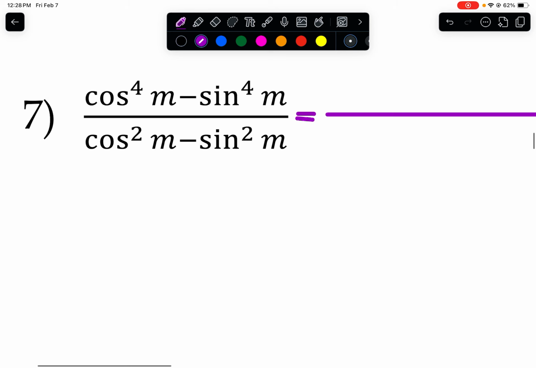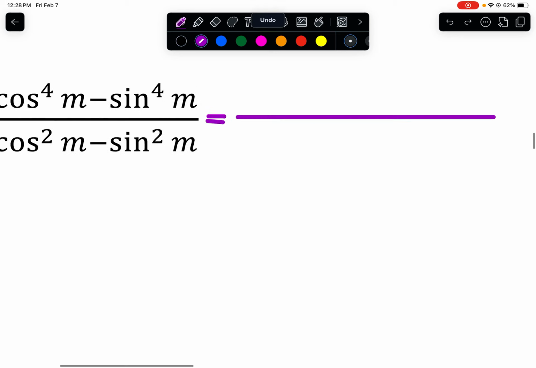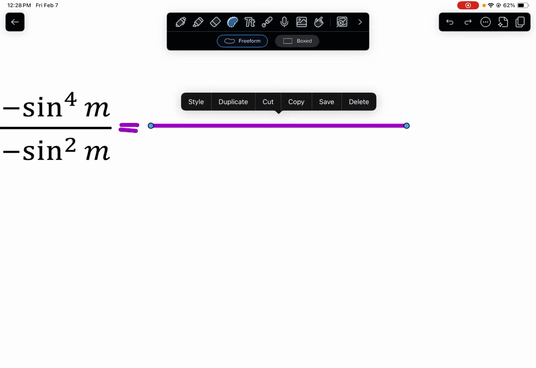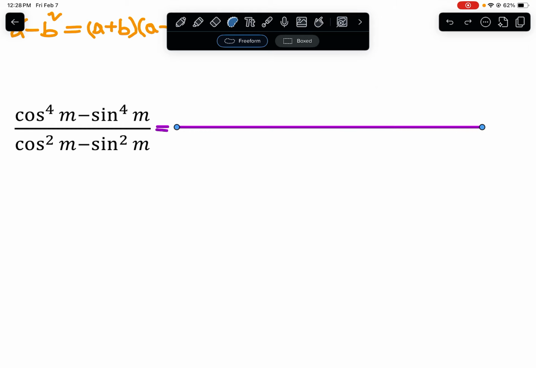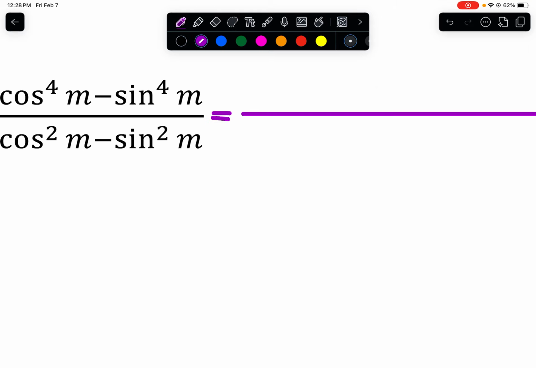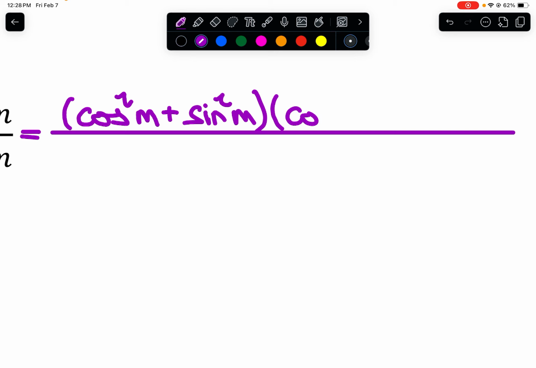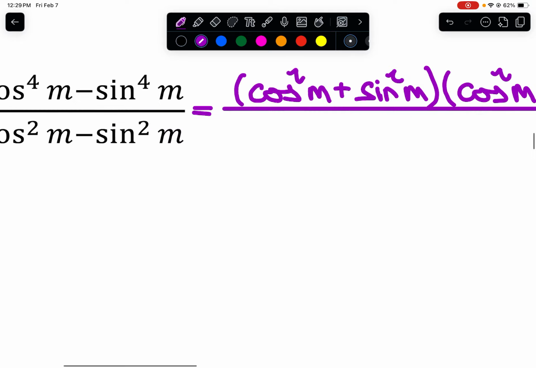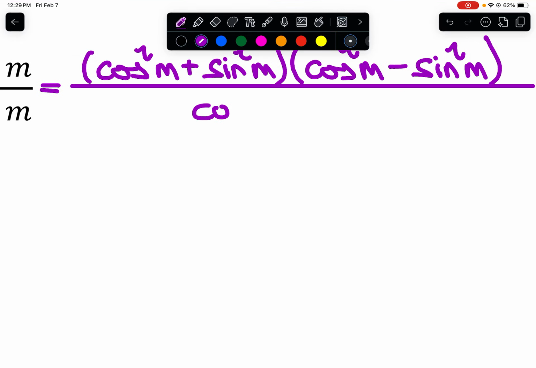So essentially, we're just going to cut these powers in half when we do the difference of squares. So what that's going to leave us with, I'm going to need a longer fraction bar. Here's my obnoxiously long fraction bar. So this is going to be cosine squared m plus sine squared m. And then I need cosine squared m, the same thing, but now minus sine squared m. Okay, and then that's going to be all over cosine squared m minus sine squared m.